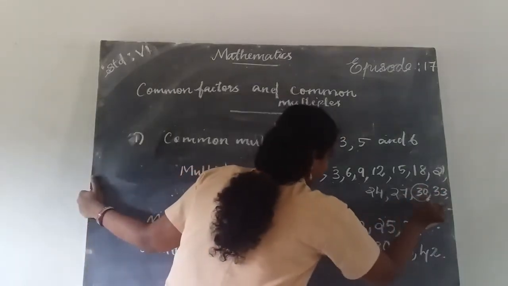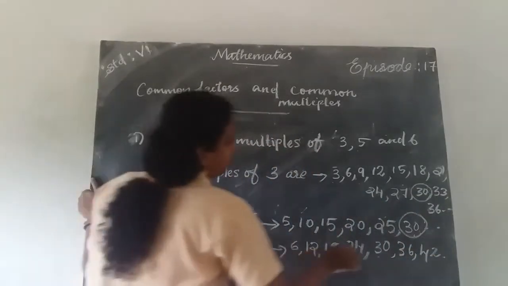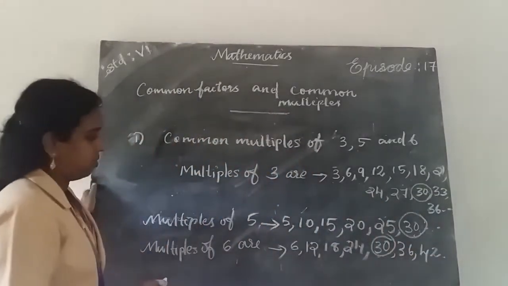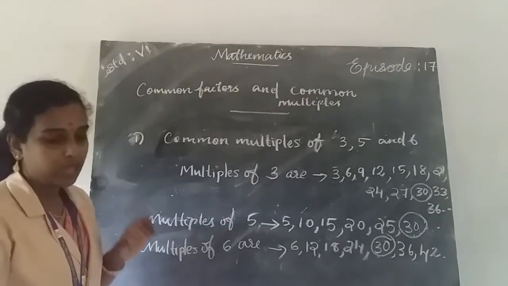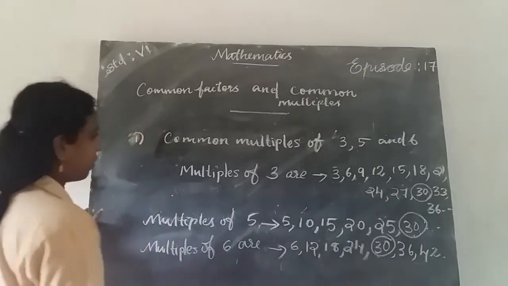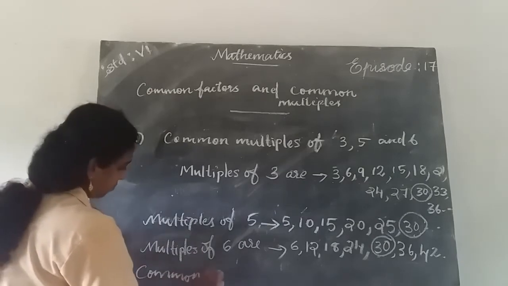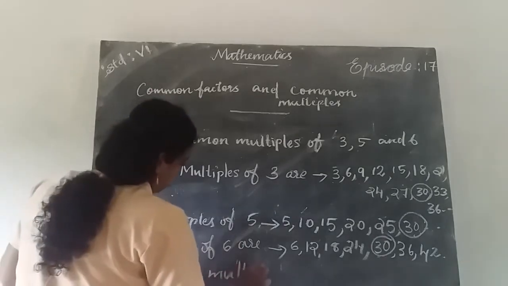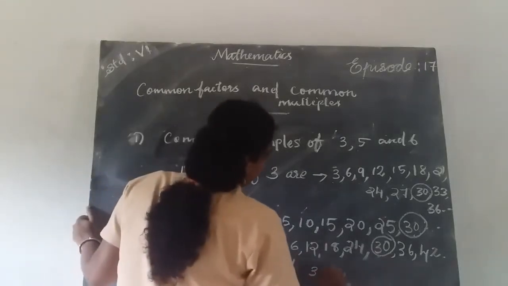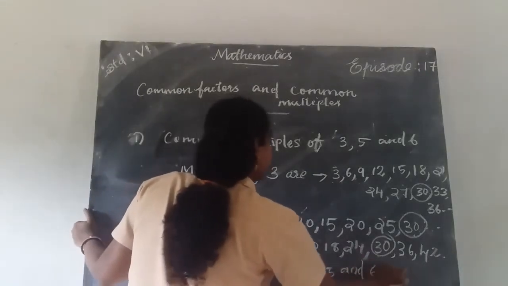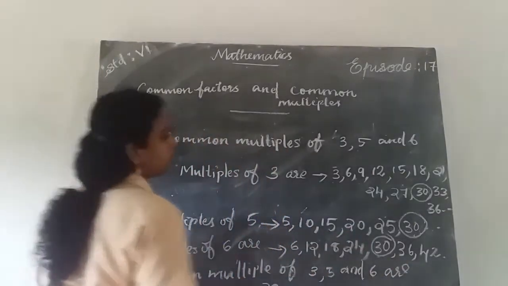30 is a multiple of 3, and 30 is a multiple of 5, and also 30 is a multiple of 6. So we can say that 30 is a common multiple of 3, 5 and 6. Common multiples of 3, 5 and 6 are, here we find 30, and we write more multiples.